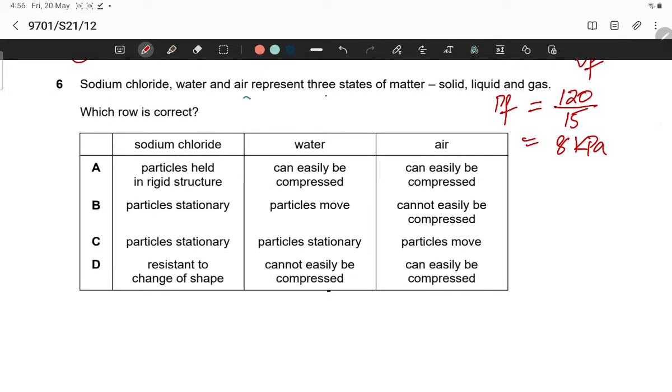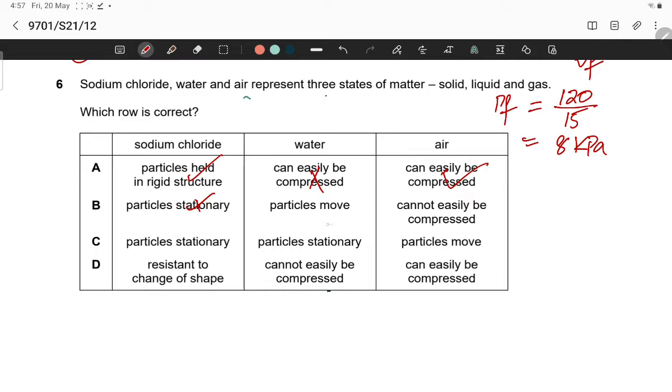Sodium chloride, water and air represent three states of matter: solid, liquid and gas. Which row is correct? Sodium chloride, particles held in rigid structure, yes, this is correct. Can easily be compressed? No. Can easily be compressed, yes. Particles stationary, not stationary, vibrating on its position.